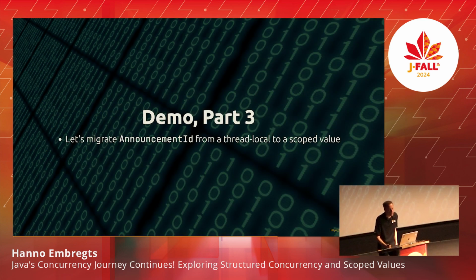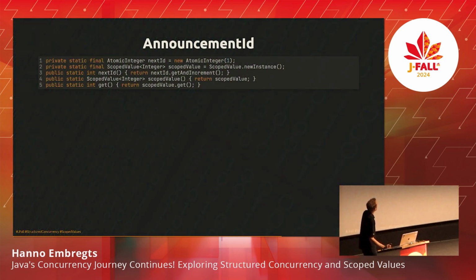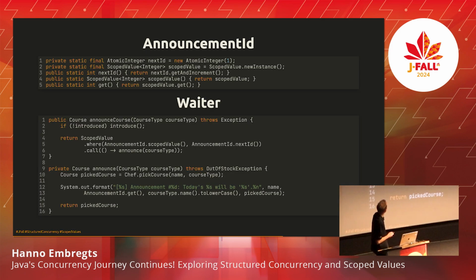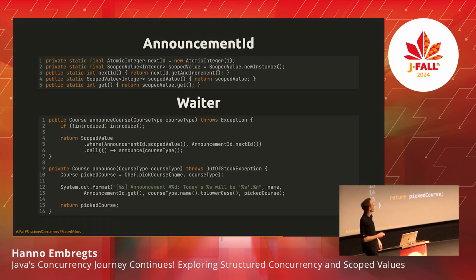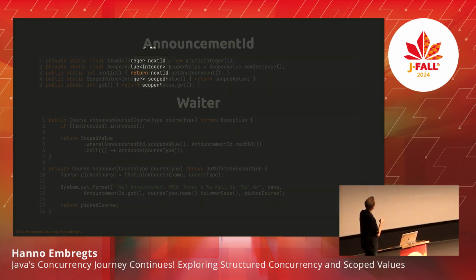We don't have time for this demo, but I can show you what the end result would look like. So if we would use scoped values in announcement ID, this is what it would look like. And the code is kind of the same. The call side is where things are a bit different. So if we want this announcement here to work, announcement number X, right, we can delegate that to announcementID.get, which will again use this atomic integer here, so it will be 1, 2, or 3, and will work exactly the same, and the scoped value is scoped here.